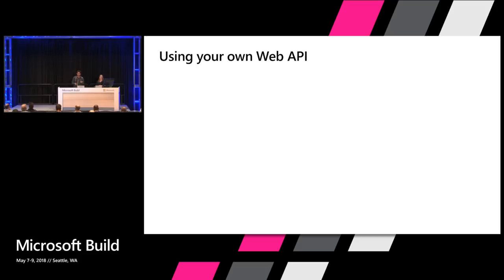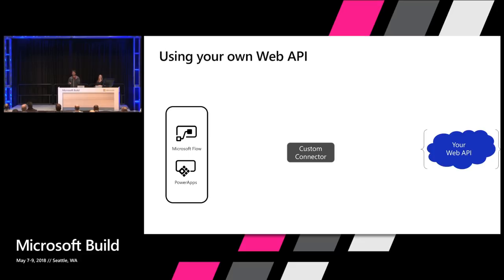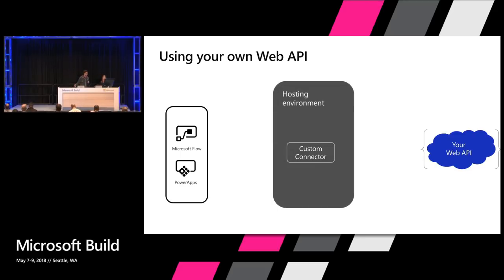So with that, I'm going to jump into showing you how to build your own web API. And for this specific first demo, on the left we have, again, Microsoft Flow and PowerApps. I'm going to create that web API using Azure Websites. Then I'm going to create a custom connector for it. And then we are going to use it in the product. So with that, let's jump over to the demo.